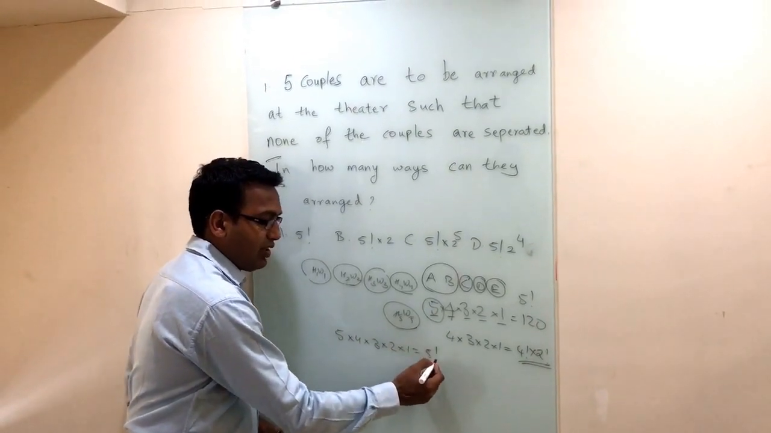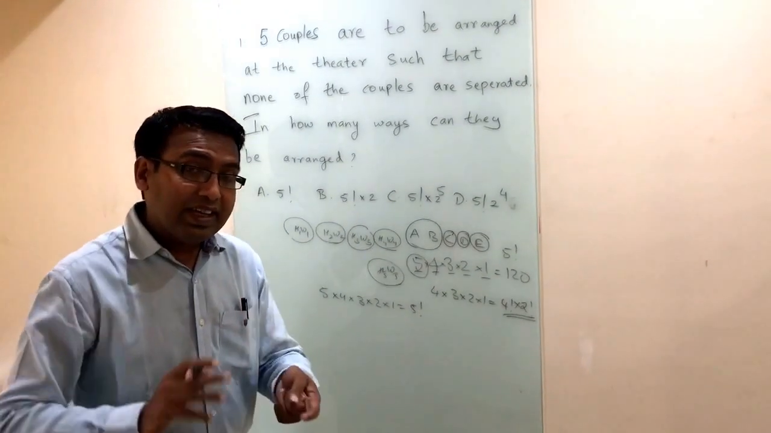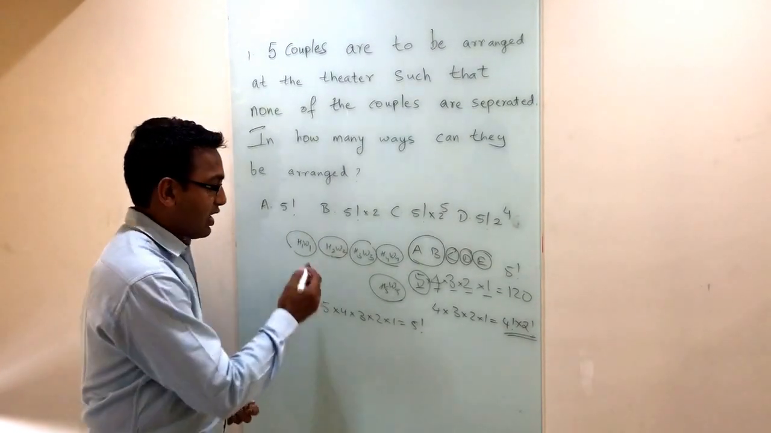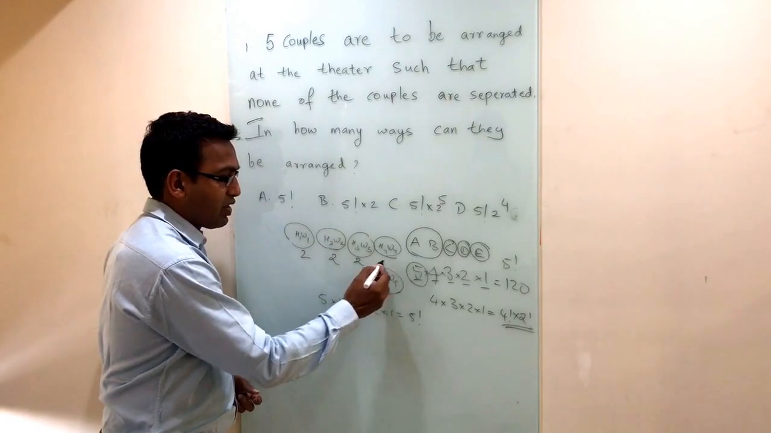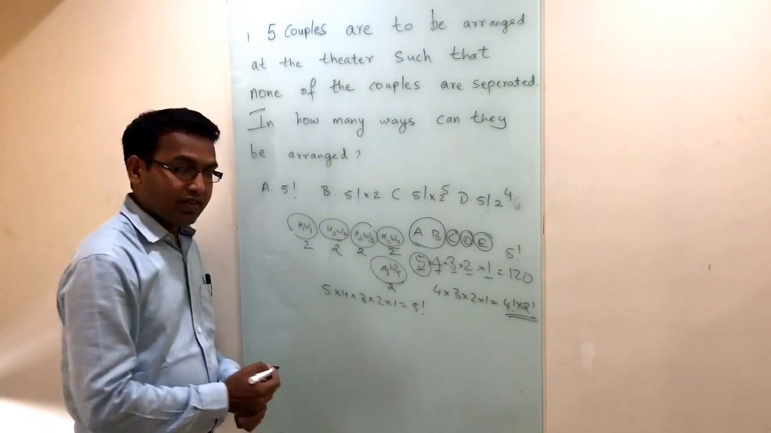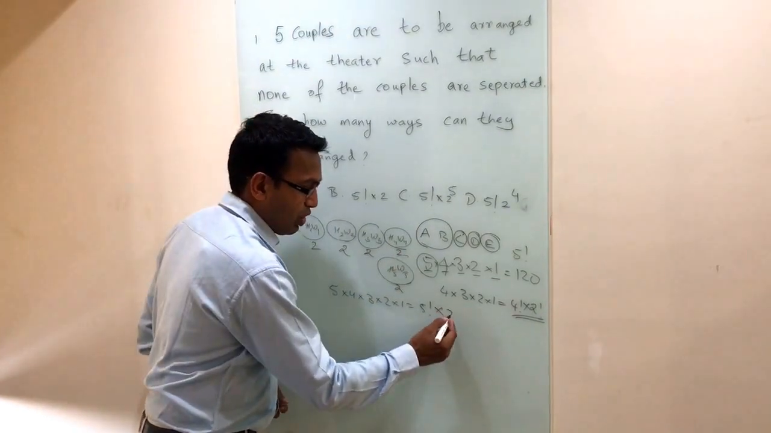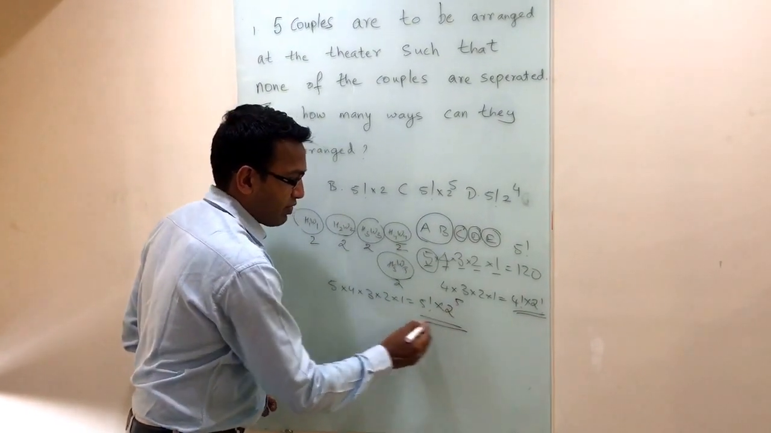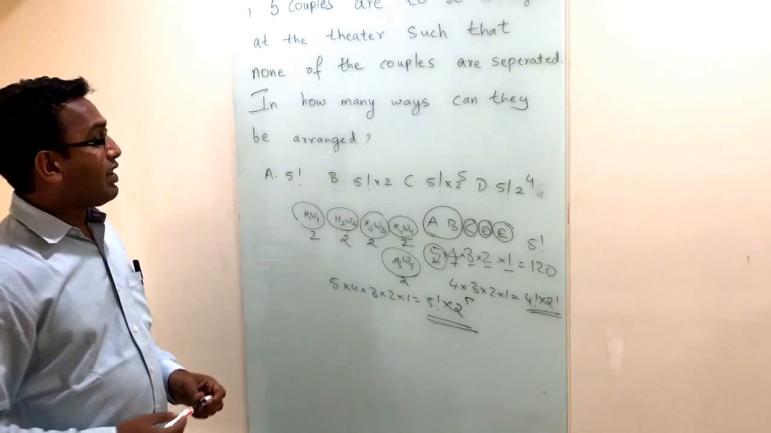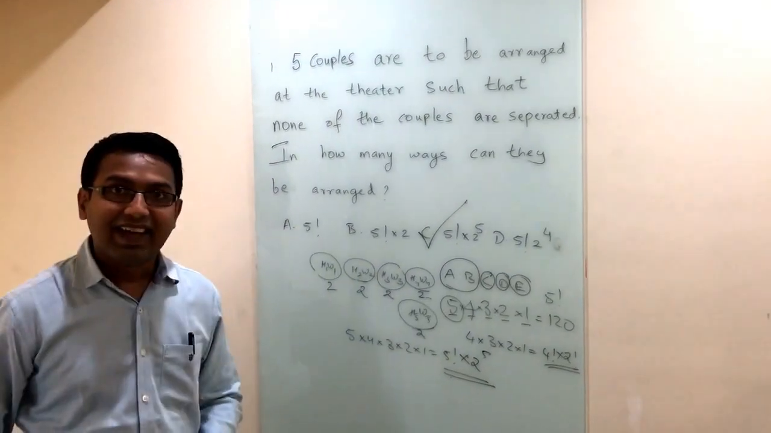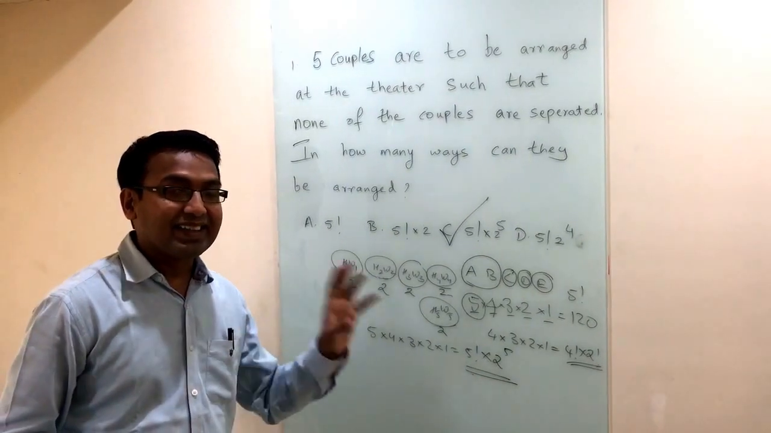5 factorial ways. Now each couple also you can interchange, right? So there are 2 ways here, 2 ways here, 2 ways here, 2 ways here and 2 ways here. So multiply this by 2 into 2 into 2 into 2 into 2. So 2 power 5. Right? And therefore what's the answer? C is the answer. So hope you got that right, and this concept is clear.